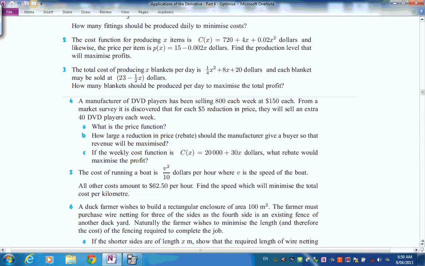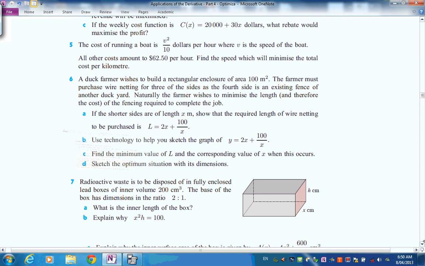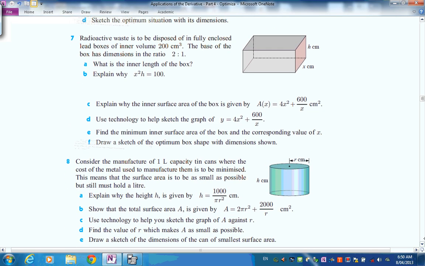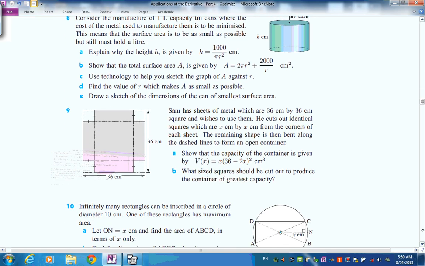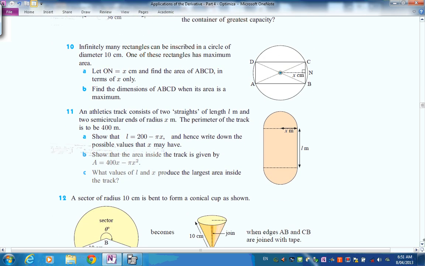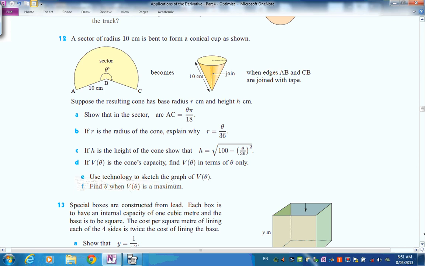So let's have a look. That was up to 4. And then let's go to 5, 6 and 7, and the rest of 7 there. 8 and 9. I'll just go back up a bit there. 8 and 9. 10 and 11. 12.